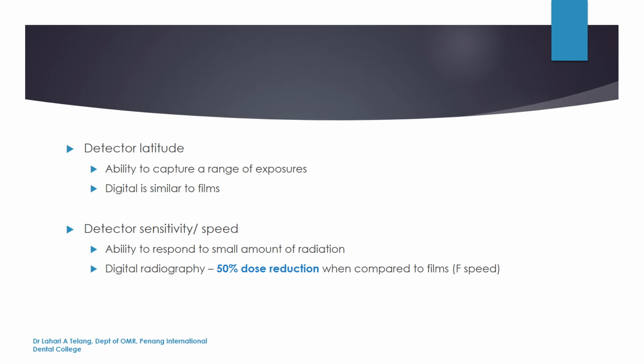Next is detector latitude, which is the ability to capture a range of exposure. Digital imaging is very similar to films, and they can show you a wide range of exposures. Detector sensitivity or speed, the ability to respond to a small amount of radiation, is certainly much better with detectors. Digital radiology uses more than 50% lower dose when compared to films. We're talking about F-speed films, and that's a major advantage because you're having less patient radiation exposure.